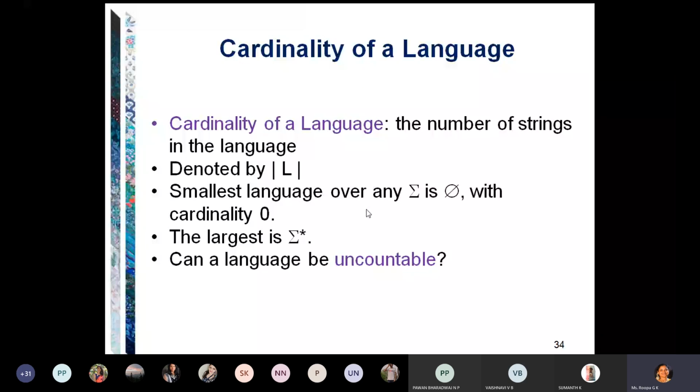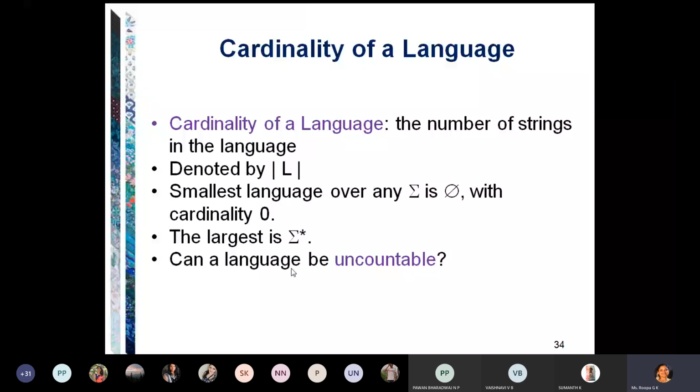Smallest language. Which is the smallest language always over any alphabet? It is phi, means nothing. Language consisting of nothing is always the smallest language with the cardinality 0. Which is the largest one? Any idea? Sigma star. It is given here. Why is the largest sigma star? Because an infinite number of strings are there in sigma star.